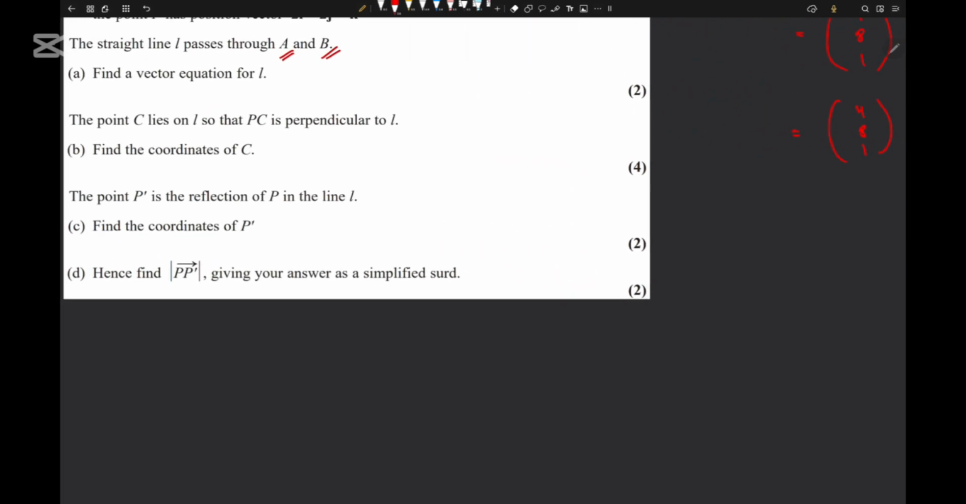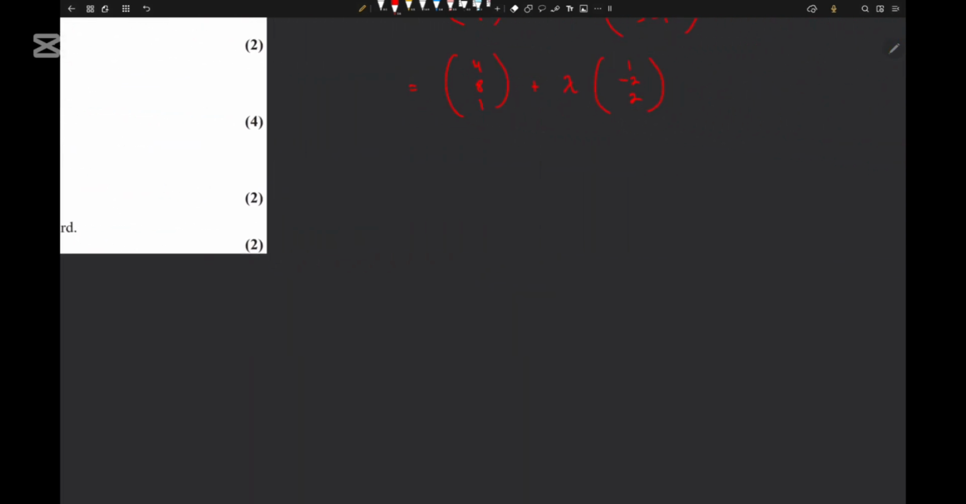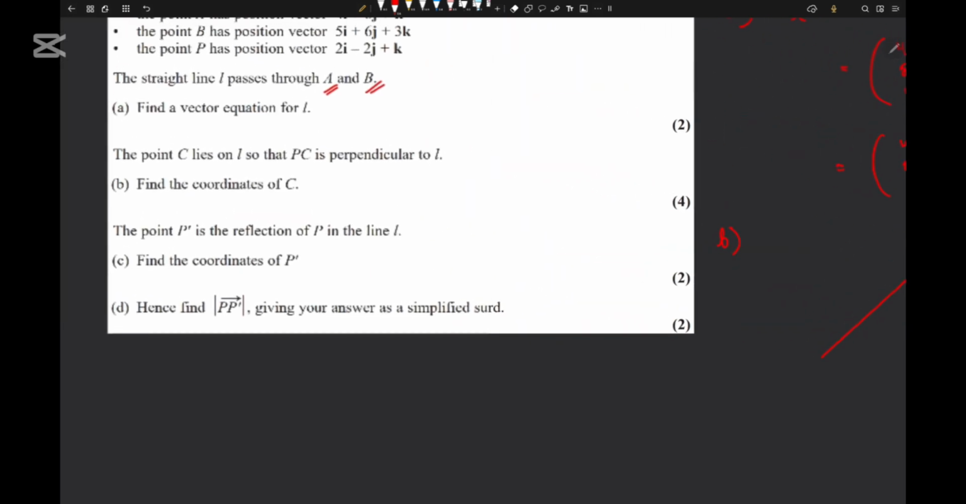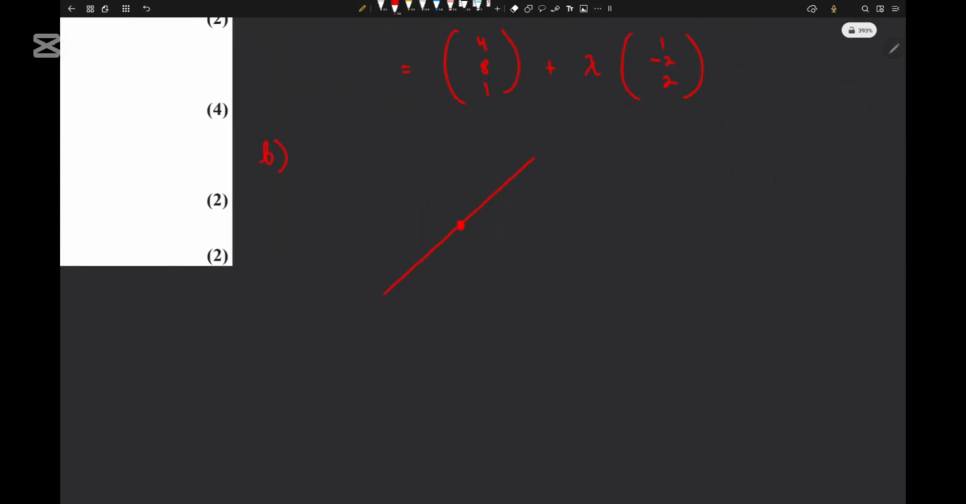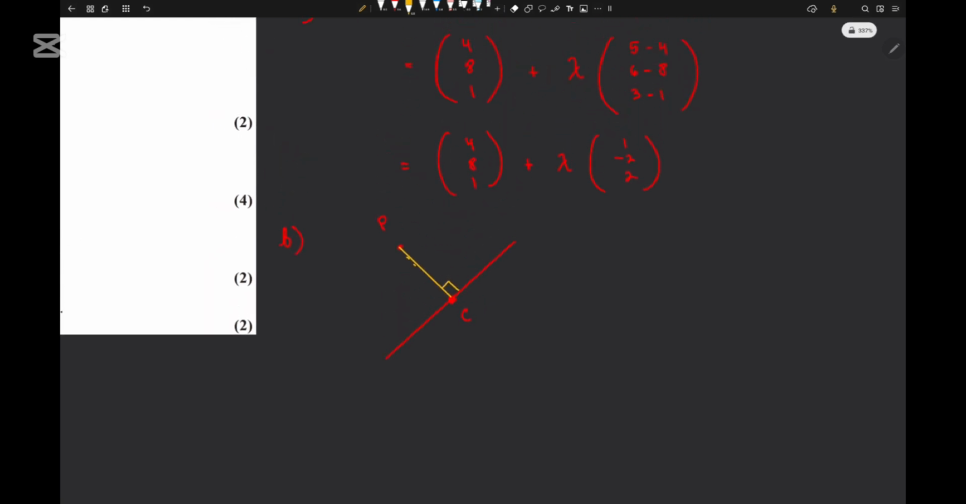Now in order to do these kinds of sums, you would need to consider the line L. Let's assume that the line L looks like this, and the point C lies on line L. Let's say that this is the point C, and this is the point P. Now the PC vector is perpendicular to L. So first of all, we need to find out the OC vector.